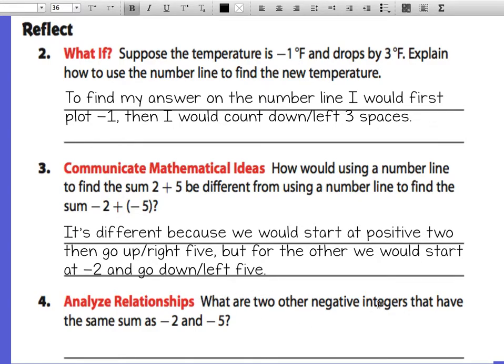All right, so here, what are two other negative integers that have the same sum as -2 and -5? So we know that -2 plus -5, we know how to do that. If you need to, draw it on a number line, and when you come back, you can check your answers. So here you could have had -1 and -6. You could have had -3 and -4. You could have had 0 and -7. And that would be it. So two other negative integers, that's the important part here.